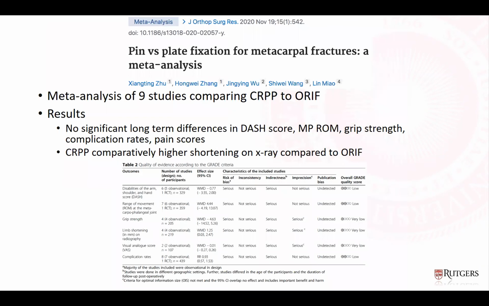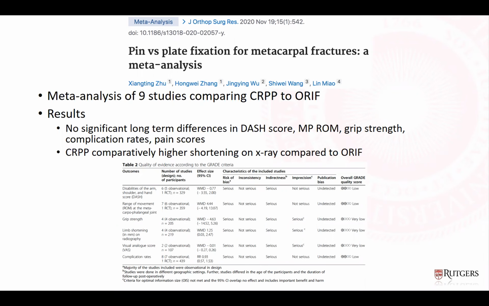So this is just a meta-analysis done recently, highlighting the difficulty of drawing conclusions from studies comparing the different fixation types for metacarpal fractures. There are many papers comparing one or two techniques, but unfortunately many of them are somewhat low quality, which makes it difficult to draw conclusions.